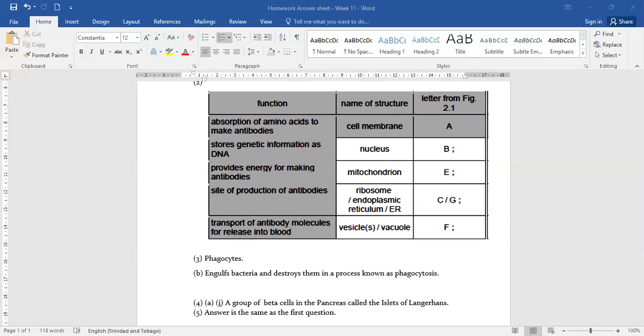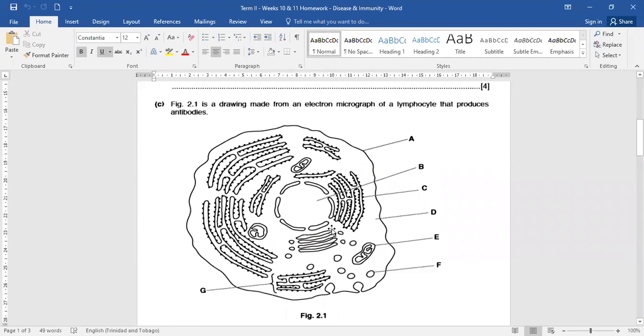Which one? Go to the image and explain which part. Oh, okay. I think I have to share that image. Is everybody seeing the image of the cell?